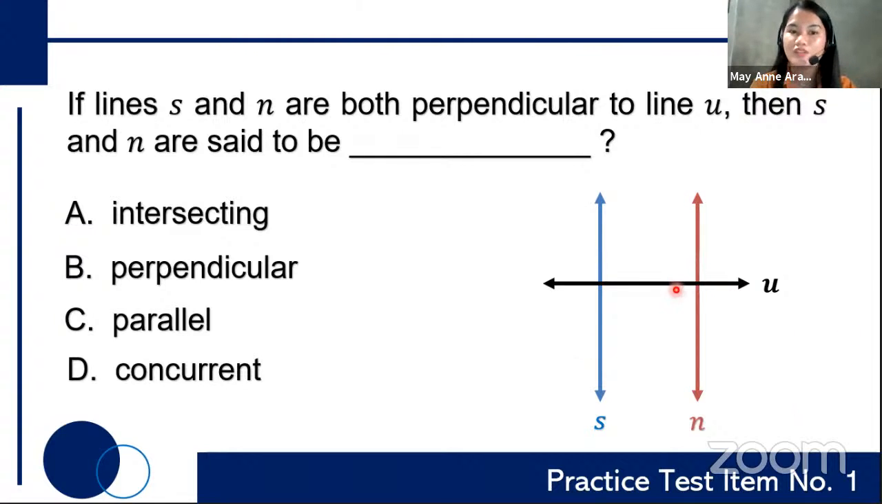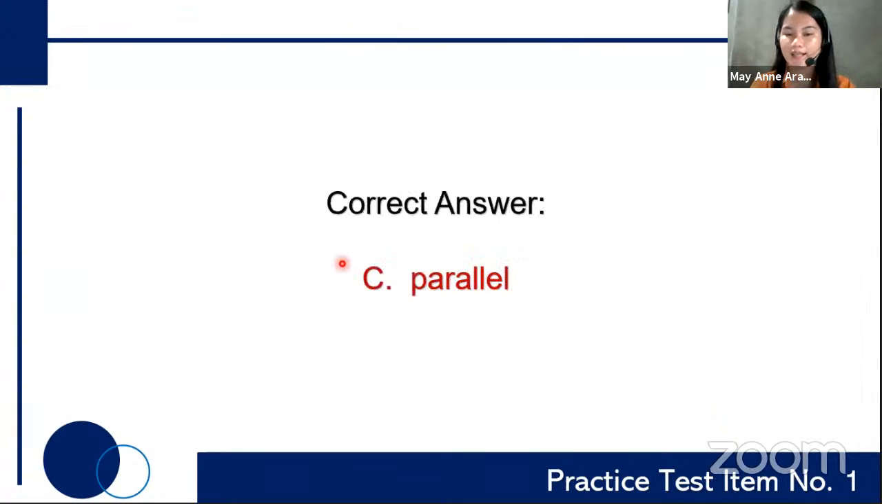Now, based on this figure, what can you say about lines S and N? They are what? Yes, correct. They are parallel. Okay, so the correct answer is letter C, parallel.